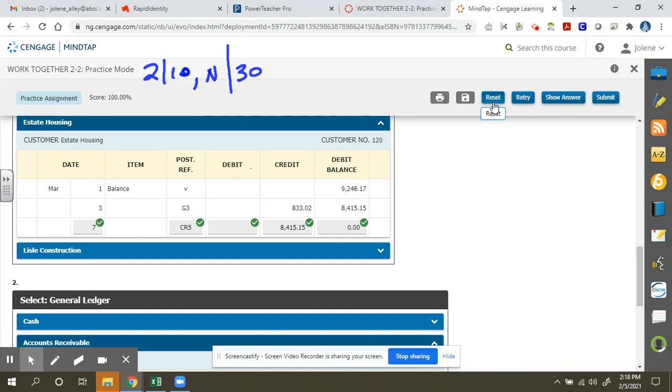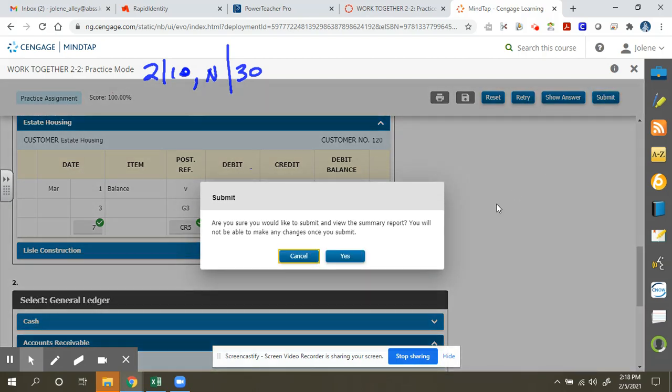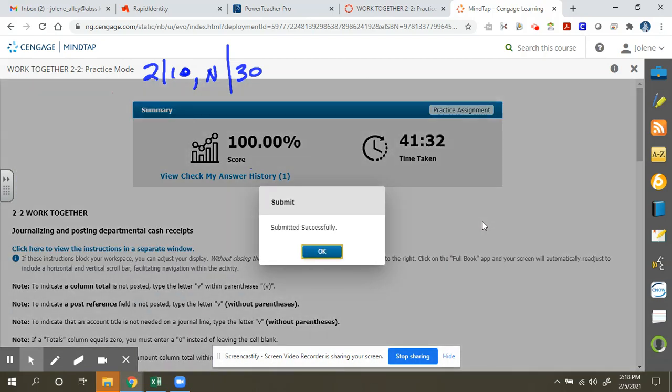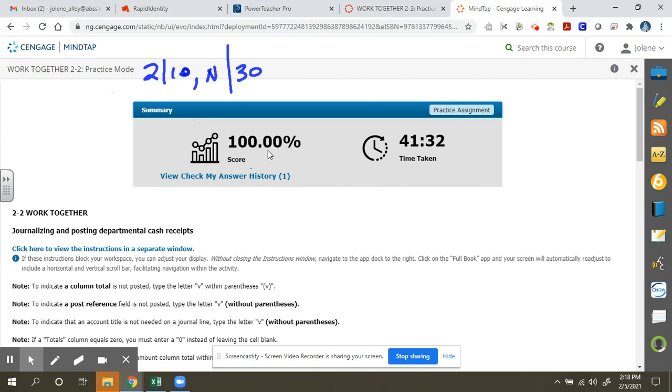Reset does just that. It takes out everything that you've done and you start all over again. So just to retry means you can just fix the ones that were not right the first time. Then you submit your answer. Yes, I'm ready. And there it goes. It tells me that I got 100% and it took me 41 and a half minutes to do it. Okay, because I talked you through it.